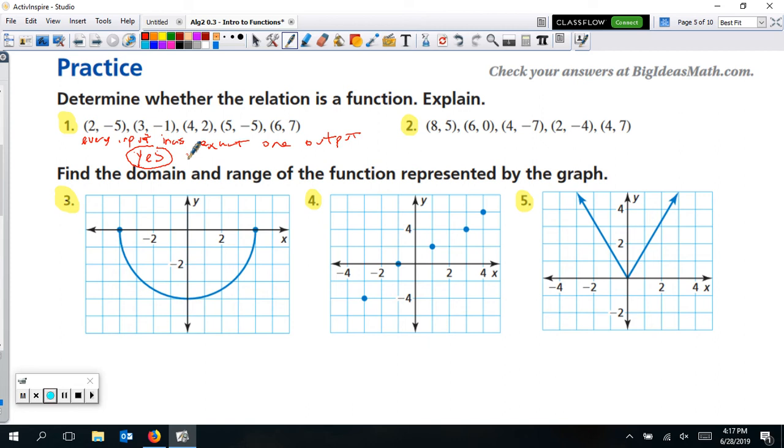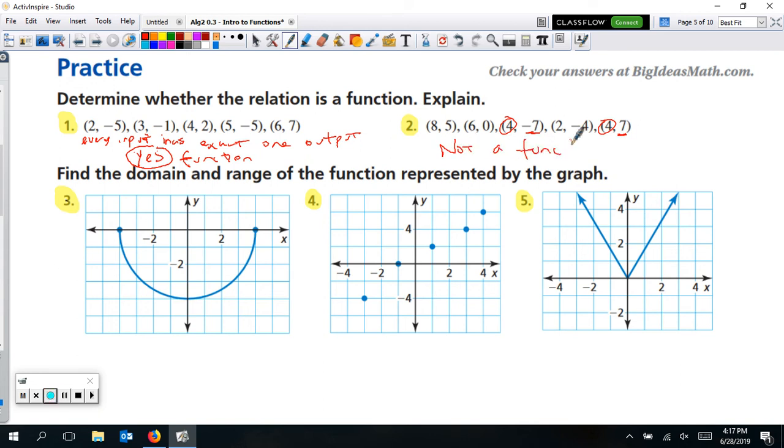So for number 1, we'll put function down here. That is a function. Number 2, we want to see again, does the x repeat? So you have 8, 6, 4, 2, and 4. So right there, 4 on the x repeated. So the input of 4 has two different outputs. 4 has -7, 4 has +7. So because every input does not have exactly one output, we would say not a function here. This one is definitely not a function.